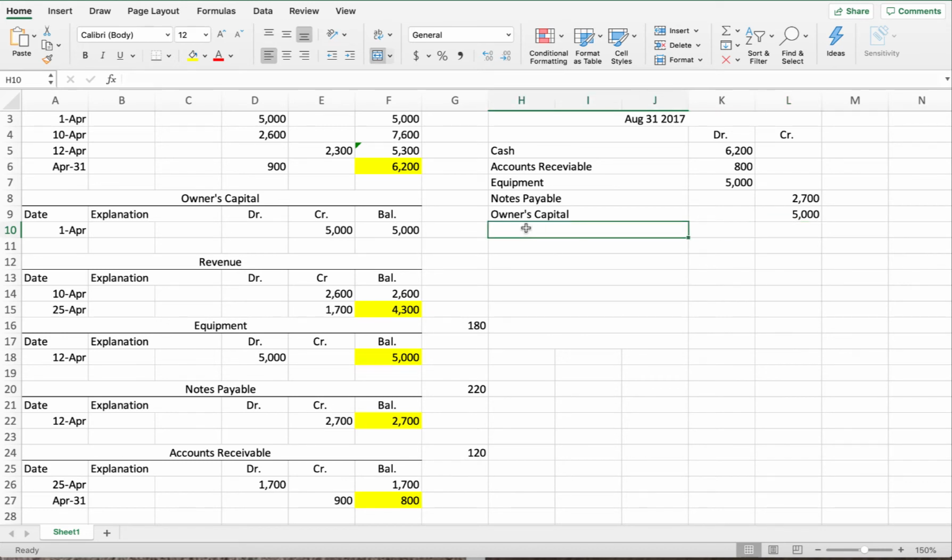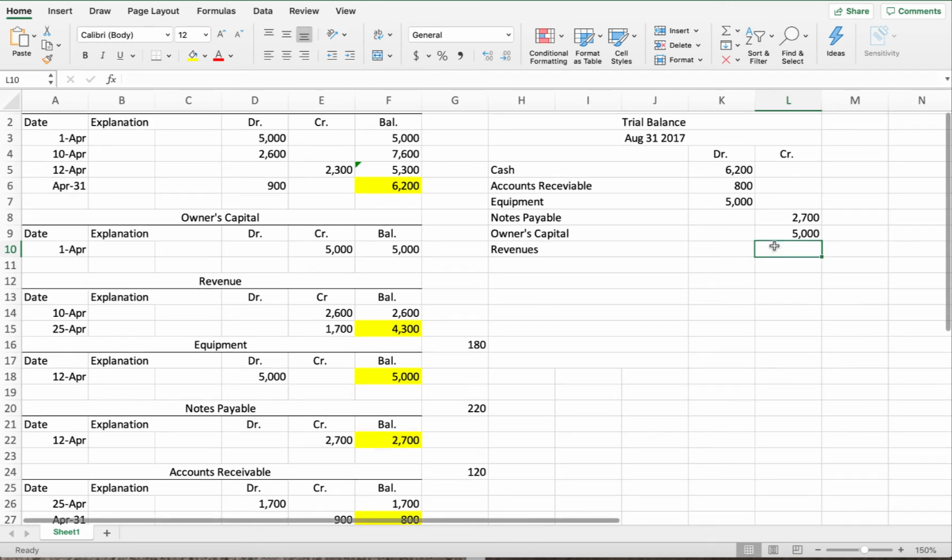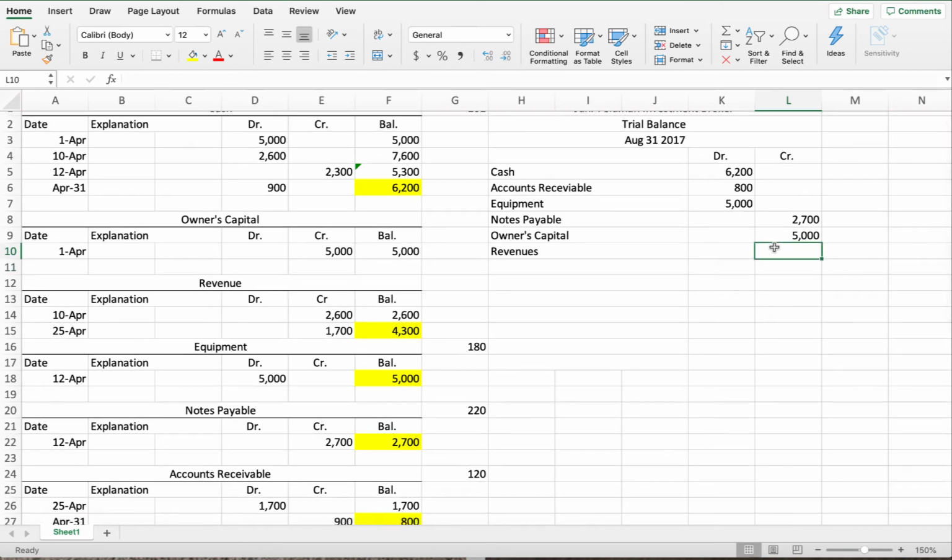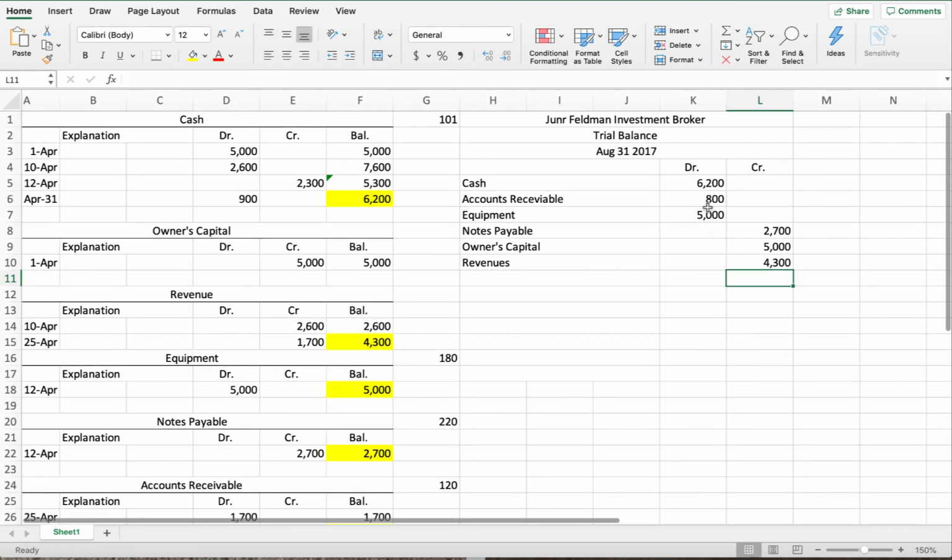The last thing we have is our revenues. So what's my revenue balance? I go to the ledger and find out. Oh, $4,300. So I'm going to come here, say equals, and go to my ledger and find my balance for revenues. There we go. Now I need to foot these columns.